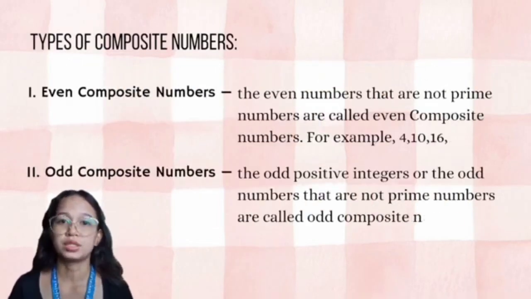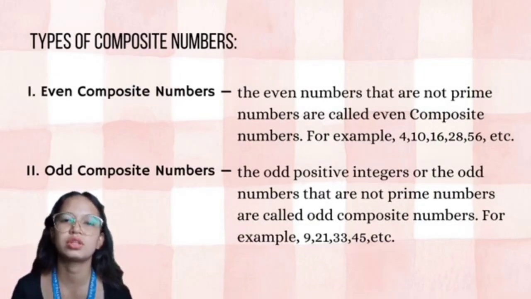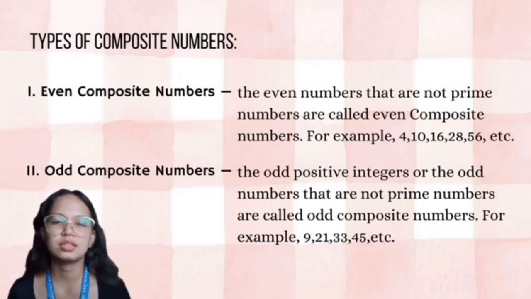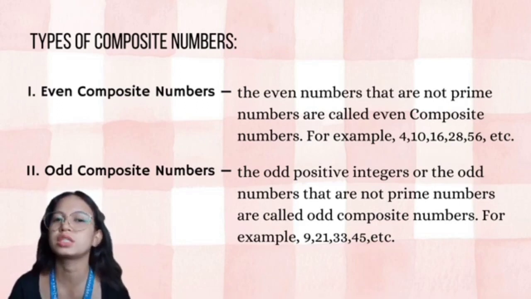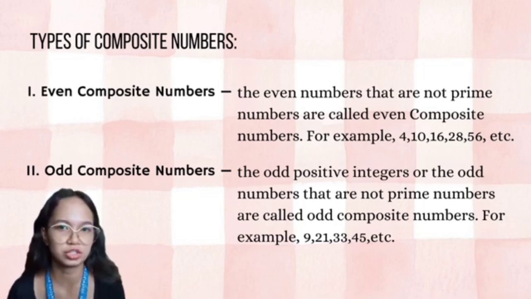Types of composite numbers. First is even composite numbers. Even numbers that are not prime numbers are called even composite numbers. For example, 4, 10, 16, 28, 56, etc.